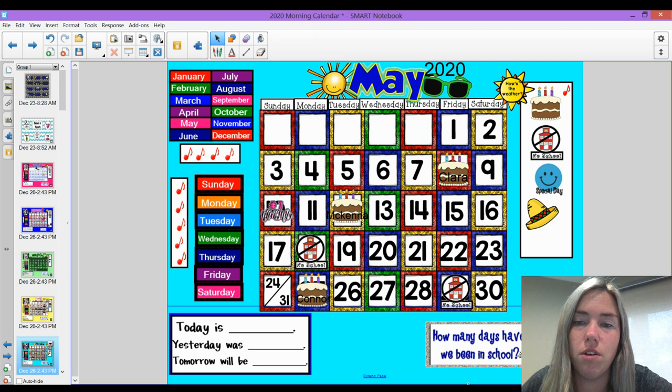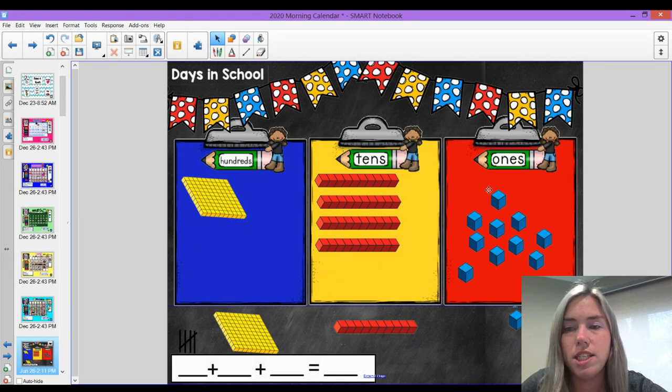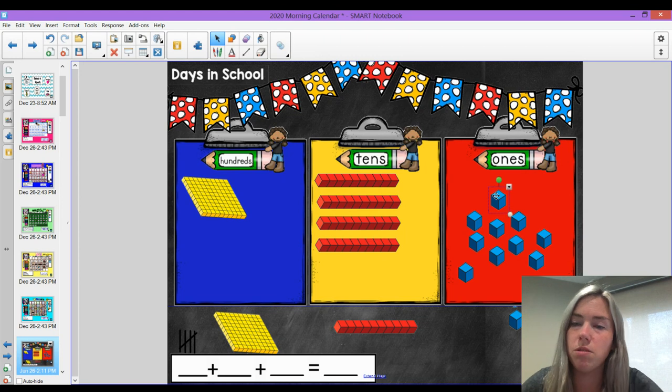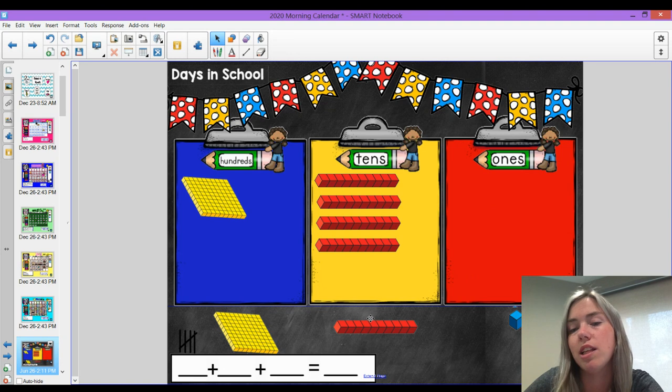How many days have we been in school? We are going to add one more, and I knew that this was coming because I said it on Friday. I think we have 10 in the ones column. Let's count. 1, 2, 3, 4, 5, 6, 7, 8, 9, 10. We do. What happens when you have 10 in the ones column? You need to delete them, and you need to turn it into a tens block, and that tens block needs to live in the tens column.